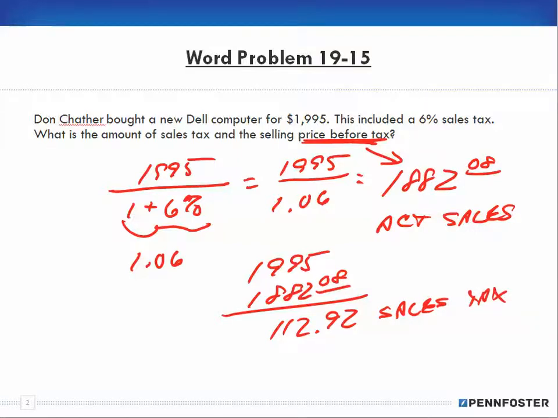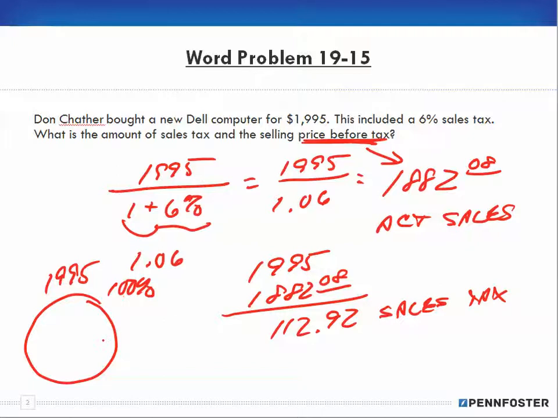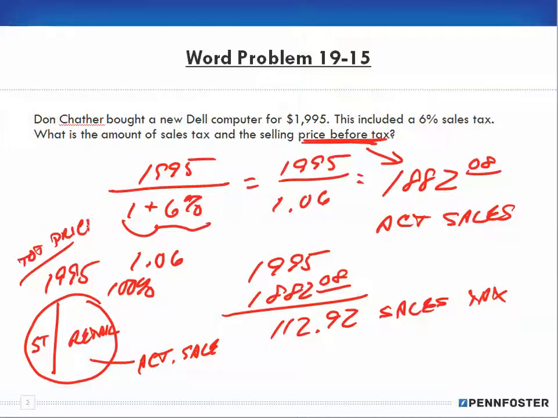By now, this is what should be going in your head: here's $19.95 as 100% of this sale, and it's divided into two parts, sales tax and retail. If you calculated the retail as the actual sale, well, the total price minus the actual sale gives you your sales tax. All right, enough of that.